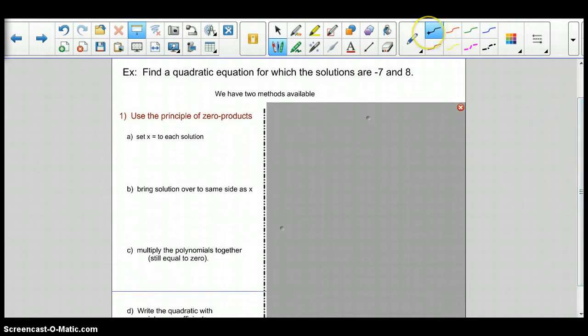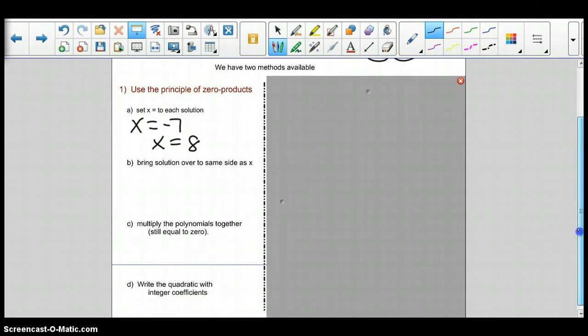This one is the principle of zero products. So let's just follow the steps. First, we're going to set x equal to each of the solutions. So we have x equals negative 7, and we also have x equals 8.